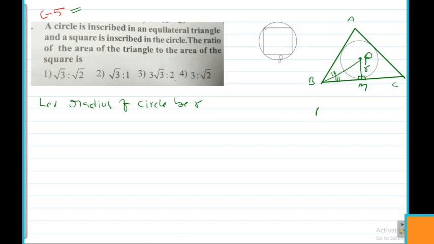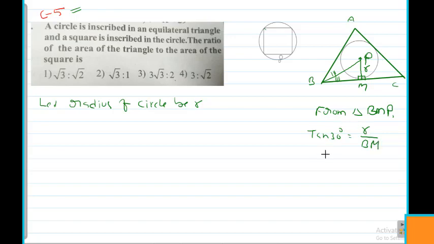From this triangle BMP, tan 30 equals small r by BM.